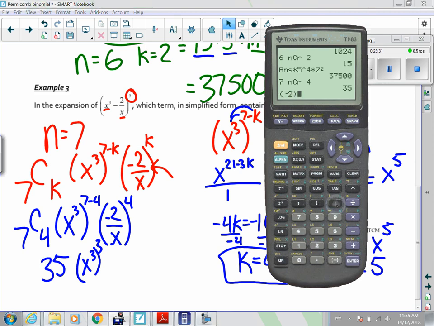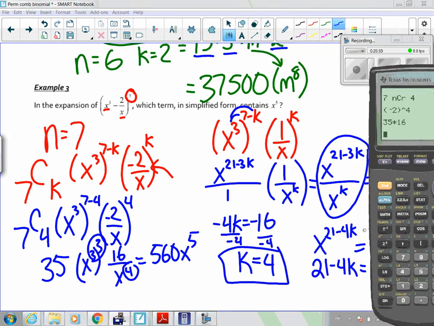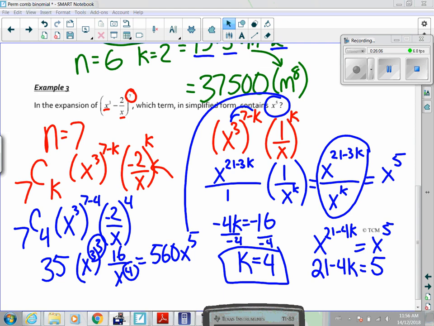Remember, if you want to do this on your calculator, make sure you're using brackets. To the 4th, so that's positive 16. And then this becomes 35 times 16, 560. This is x to the 9th over x to the 4th, so it turned into x to the 5th, which is what we were hoping would happen. Woohoo! And again, these questions are uglier.